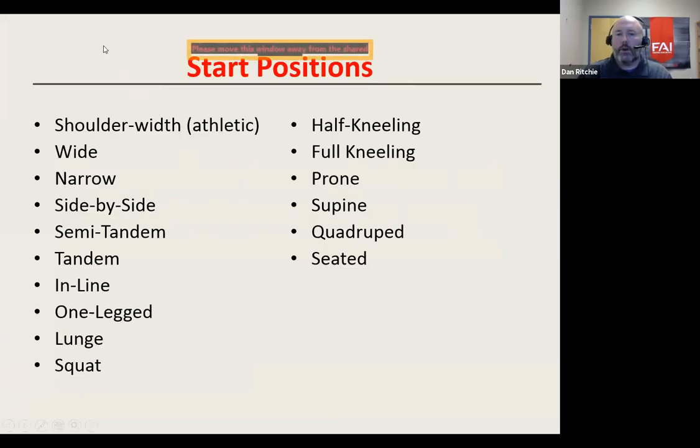So look at all the different starting positions we have. If you want to stand up for me, try some of these, right? Shoulder width is our normal athletic stance, right?